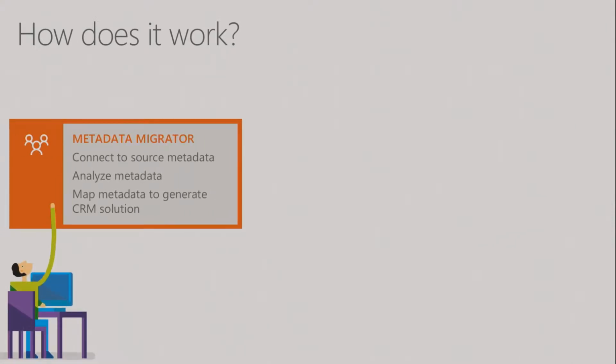Okay, so let's have a quick look at how it works before we look at it in action. The metadata migrator itself is something you connect to, and it has three main functions. One is to connect to the source metadata, whatever that is. We want to analyze that metadata to find out what's available there. And then we also want to be able to map that metadata and generate real CRM solution files I can import into a new CRM Online instance. We haven't tested it, but it should work for CRM on-premise as well because it's just a base solution. But we're targeting CRM Online, so use it at your own risk, but it should definitely work.